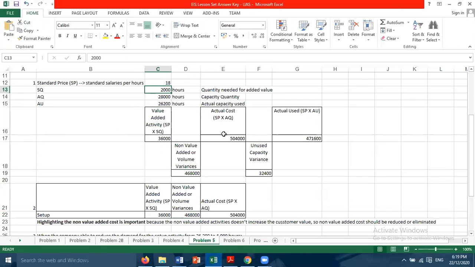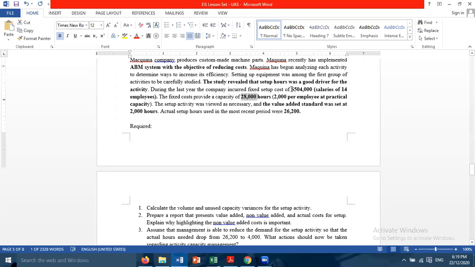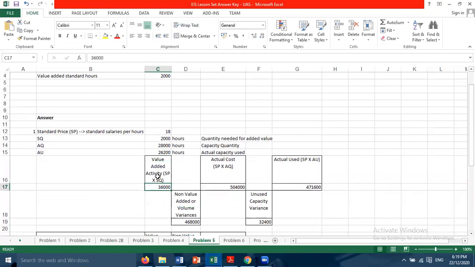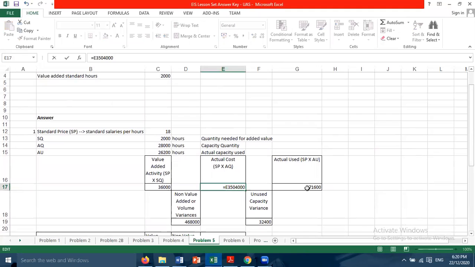However, we incurred an actual cost of 504,000. This actual cost is what we get from the data here. Where is it? Yeah, 504,000 is the actual cost. Now, the difference between the actual cost and the cost needed to get value-added activity is the non-value-added or volume variance. So simply 504,000 minus 36,000.